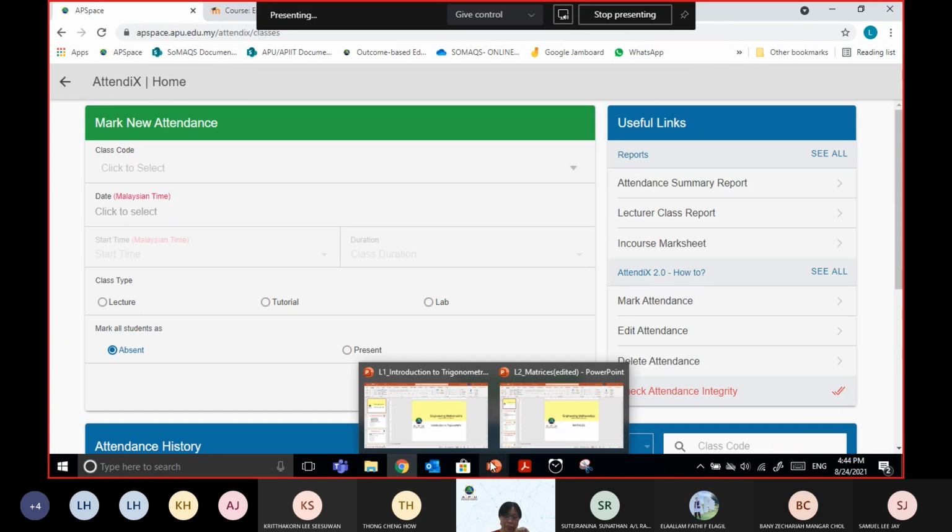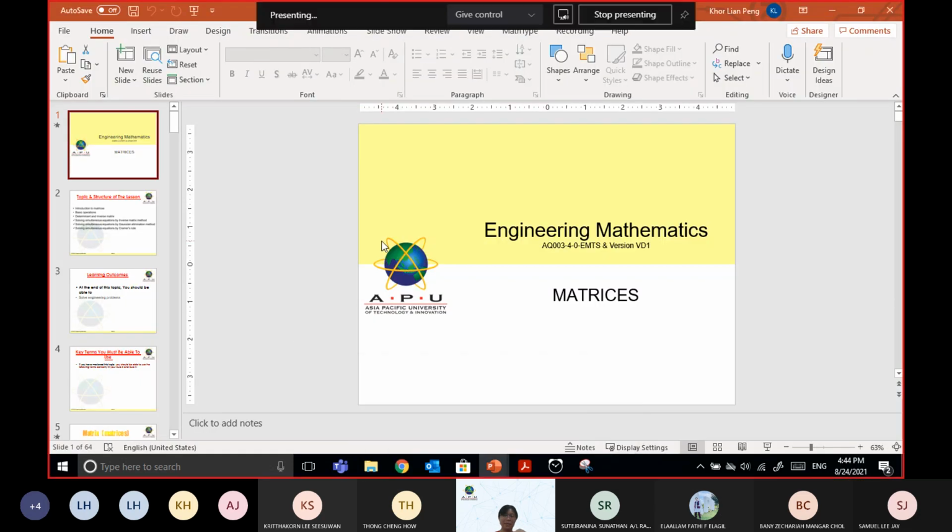Okay, then let's continue with the new topic. The second topic is matrices. Before I talk about the matrix, regarding the first topic that we just finished, trigonometry, for your information: after matrices, the next topic is complex numbers. When we come to complex numbers, trigonometry is also very important. We will still be using a lot of trigonometry in the third topic.